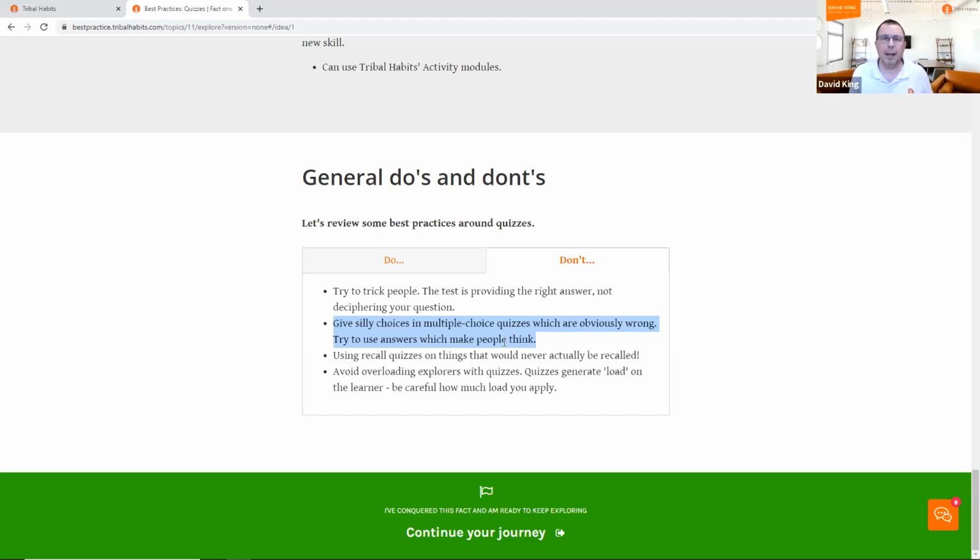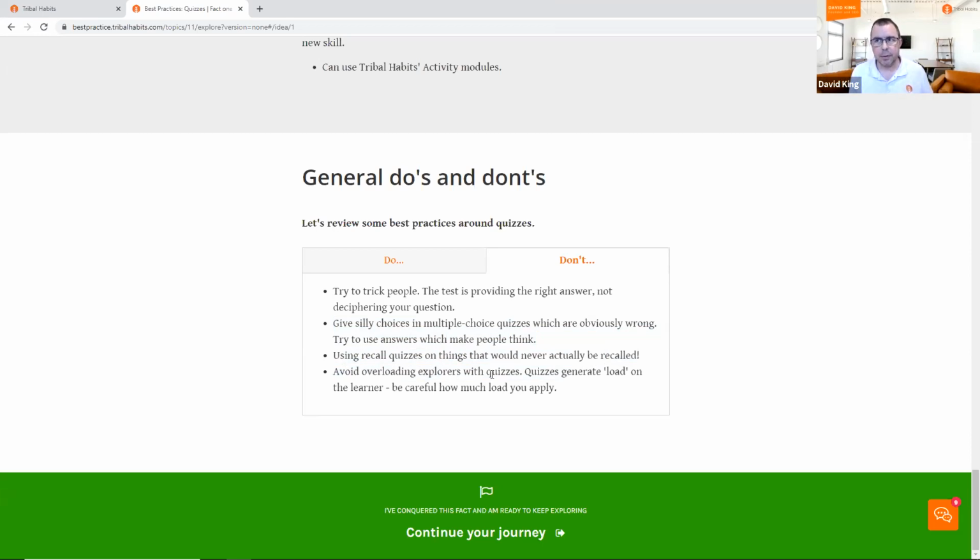So I think every answer in a quiz should give pause for thinking. Every answer should be plausible, should be possible. Else, what's the point? If it's so obvious what the right answer is, it's not achieving any of the objectives that you're looking for. I've mentioned already not using recall quizzes that would never actually be recalled. And then also don't overload people with quizzes.